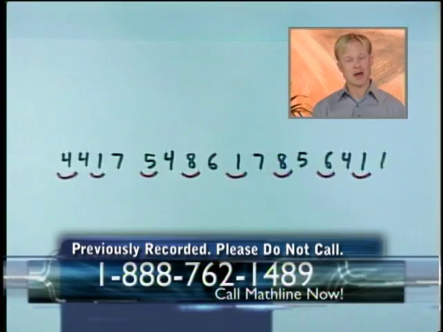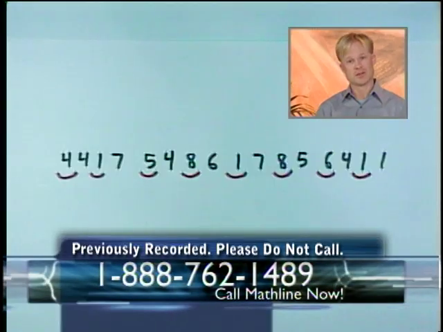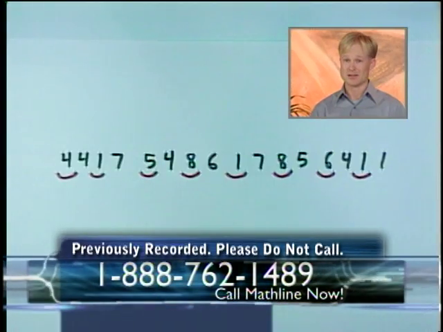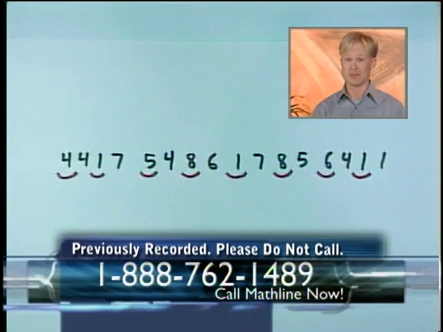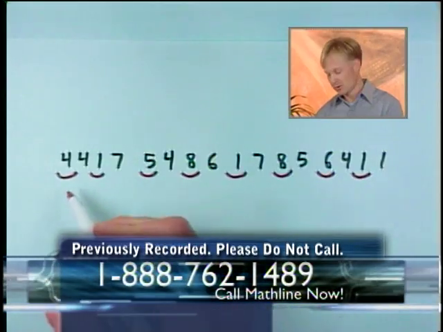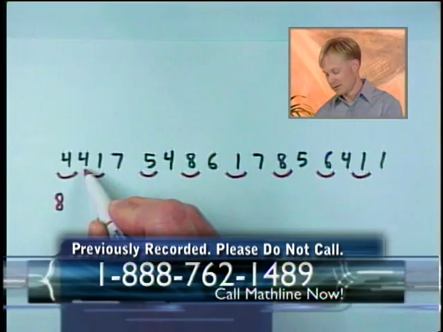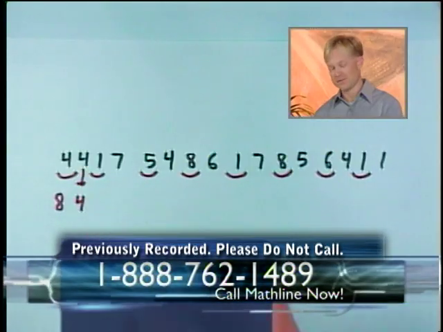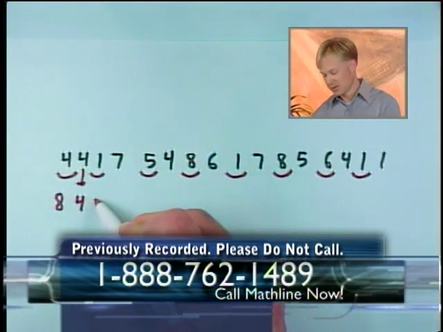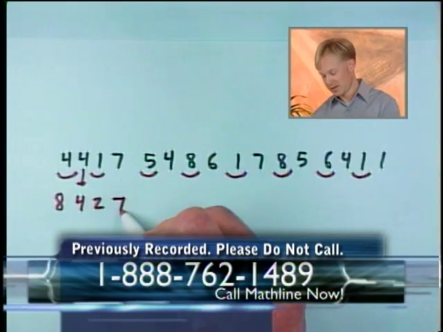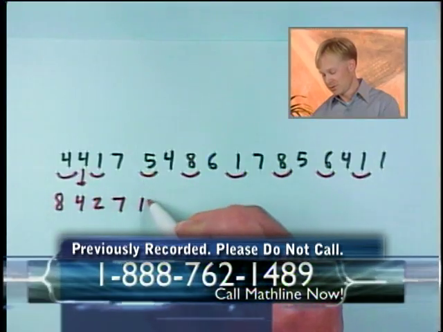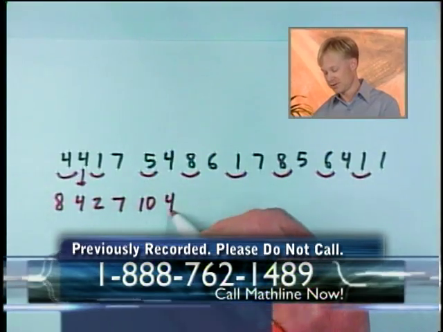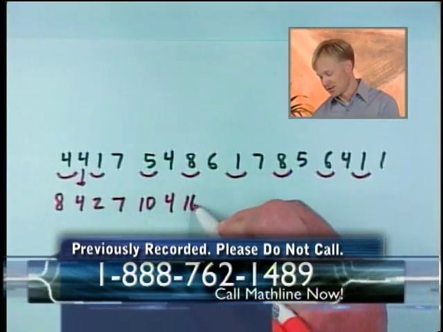Now, what we're going to do next is double all the numbers that I underlined, and the ones that I didn't underline, I'm going to leave the same. So, for example, the 4 I underlined is going to become an 8. Then the 4 next to it stays as a 4. The 1 will double to a 2. 7 will stay. The 5 will double to a 10. 4 will stay as a 4. 8, double it to 16.